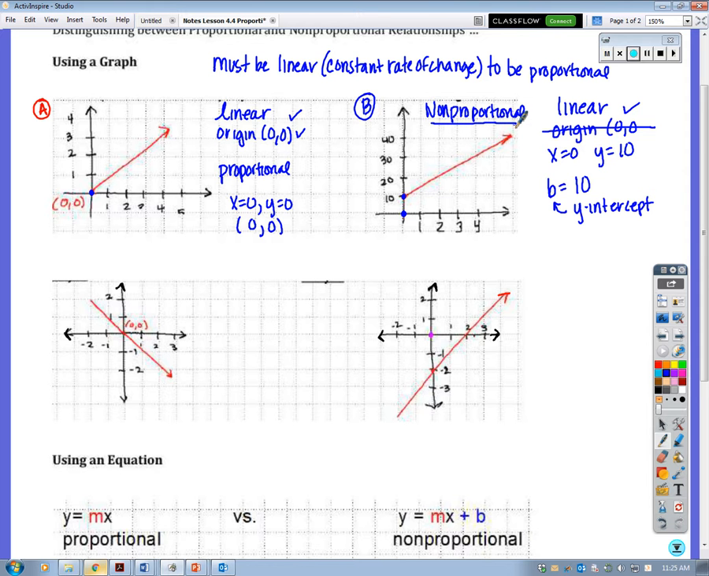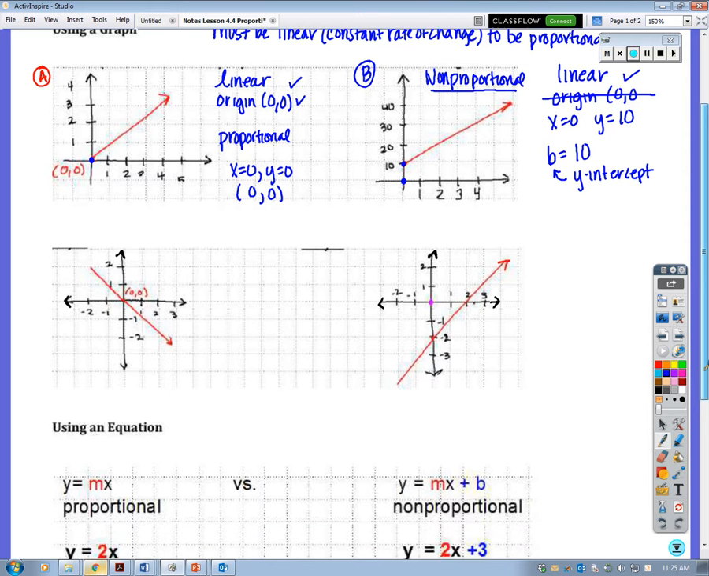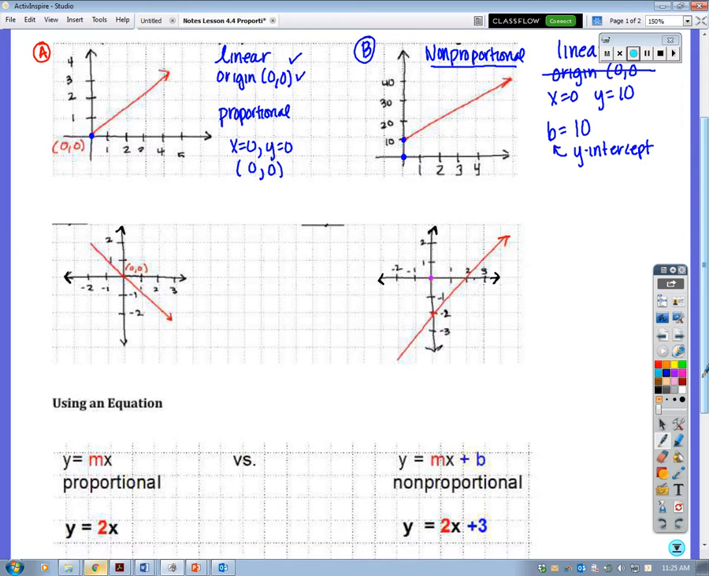So let's go ahead, and I want you guys to take a look at, we're going to call this graph C and graph D. And I want you to determine if these graphs are proportional or non-proportional. So there's graph C, there's graph D. So go ahead, pause for a second, work through those two, and then press play and check if you are correct.